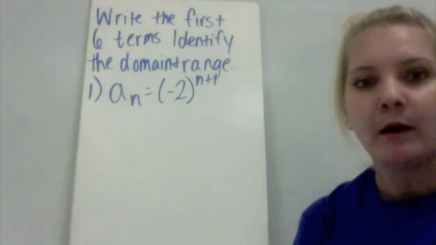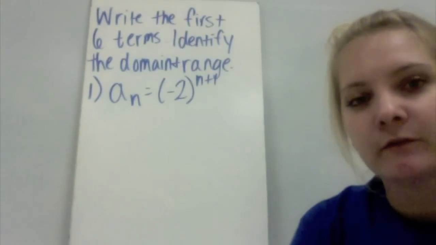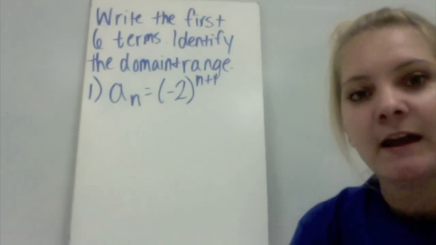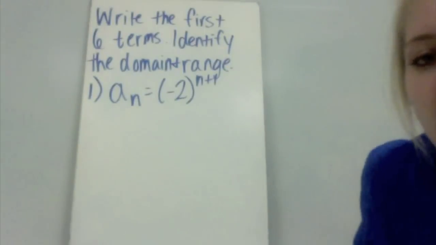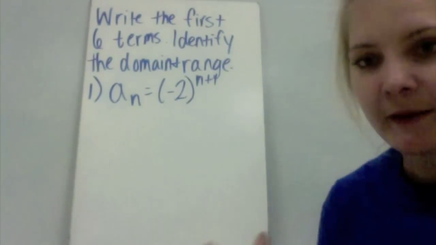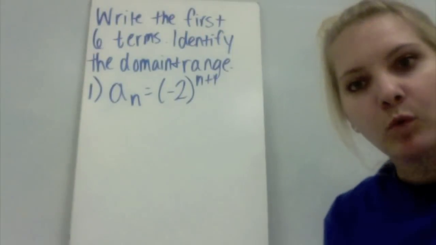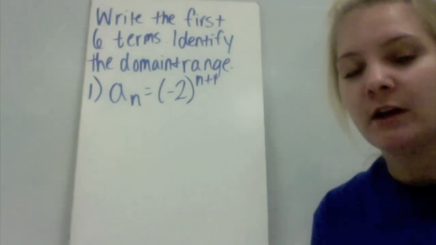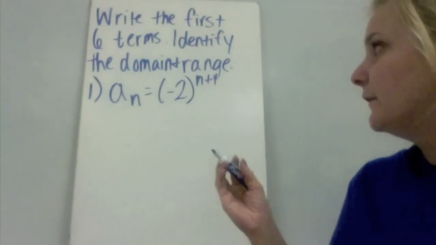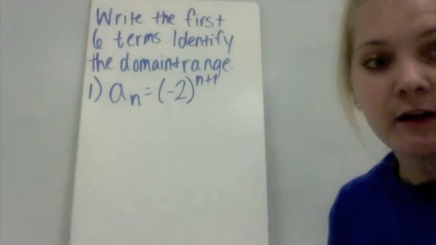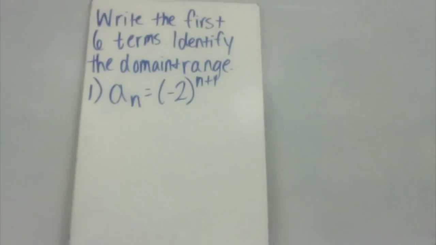All right, the first problem we're going to take a look at, we're first going to write the first 6 terms, and we're going to identify the domain and range. Now once again, our domain isn't specified here, so since it's not specified, we're going to start with 1. And 1 will also be our first term. So we have a plug and chug type method here.